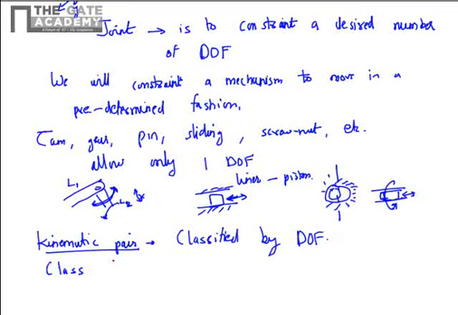So a class 1 kinematic pair has 1 degree of freedom. Similarly, a class n kinematic pair has n degrees of freedom.